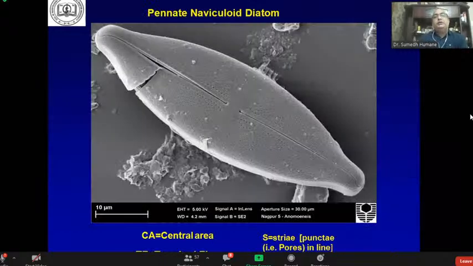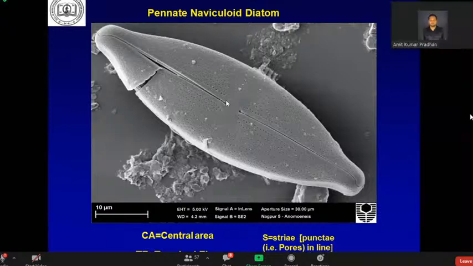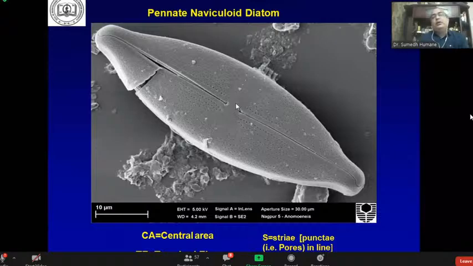You can see the details of the SEM image of the diatom, how they look. You have the slit extending from the poles to the center, and here you have the area which is not ornamented, a plain area. Again, the wall extends here, and you have the hook-like structure at the poles. These characters are very important to identify these diatoms. Now, these fine perforations of the pores you can see very clearly here. They are arranged in a line, and therefore we call them striae. These pores are referred to as striae.